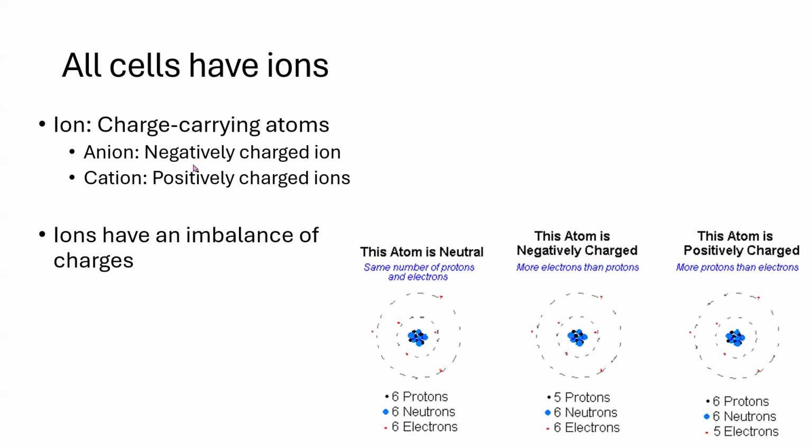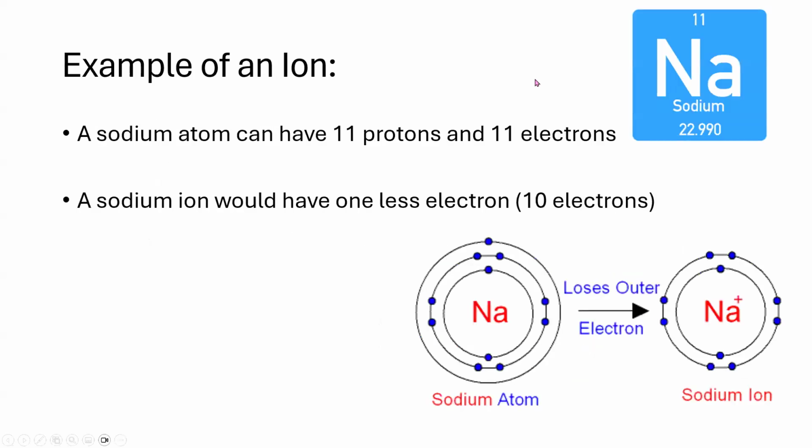So ions can be both negatively charged and positively charged. And ions have an imbalance of charges, which is naturally occurring and very useful. An example is salt. Salt is made up of 2 ions. One is positive, one is negative, and when they combine together, they make a stable pair, and that's salt.